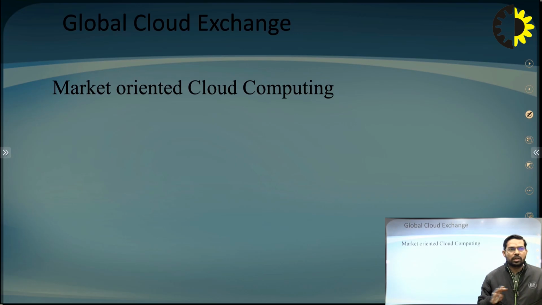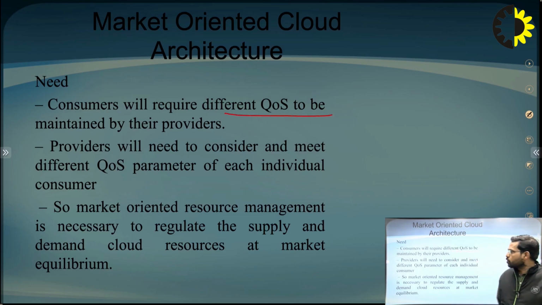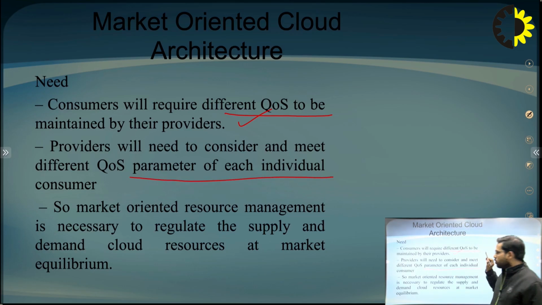and we have to exchange the cloud from one company to another company. So what is the need of the market oriented architecture? Basically, the need is that consumers will require different quality of service to be maintained by their provider. There are different services provided by the provider, and the provider will need to consider and meet different QoS parameters of each individual consumer.